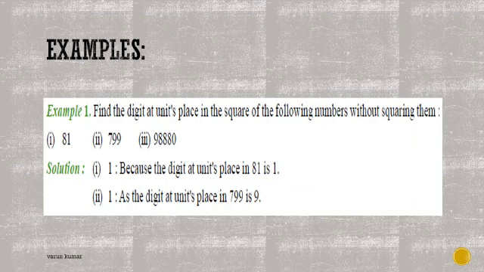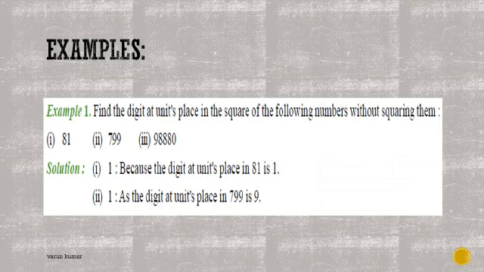Example, find the digit at unit place in the square of the following numbers without squaring them. Suppose the first question is 81. We have to find the digit at the unit place in the square of 81, and that is 1. How? When we multiply 81 into 81, its unit place 1 is multiplied by 1. Thus we always get 1. Or we see in the working rule that if any number has a 1 at its unit place, then the square of that number also has 1 at its unit place.